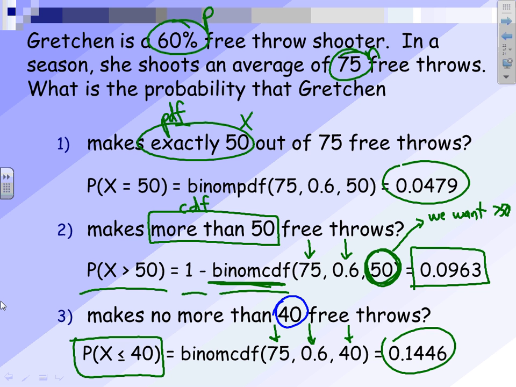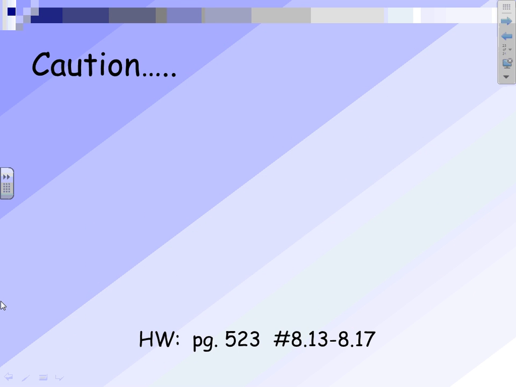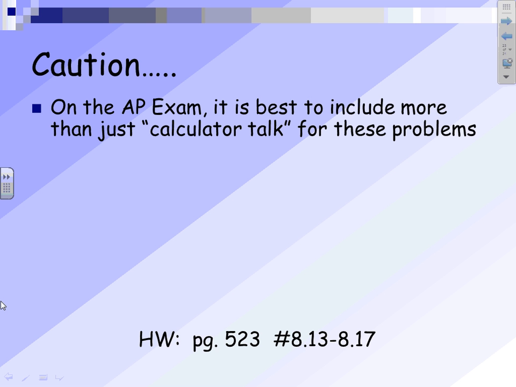Notice that writing the probability statement is essential. It is written in each one of these problems there, and that's something that is expected of you when you find your probabilities as well. Okay, a couple cautions here about this. Like I said before, calculator talk is not sufficient. Now, what does that mean?